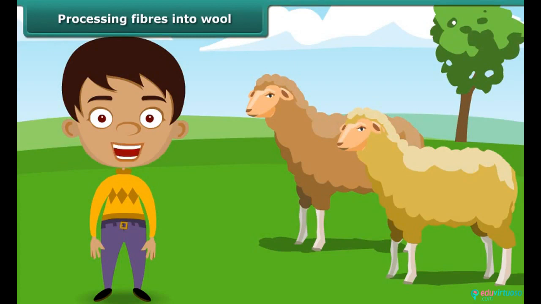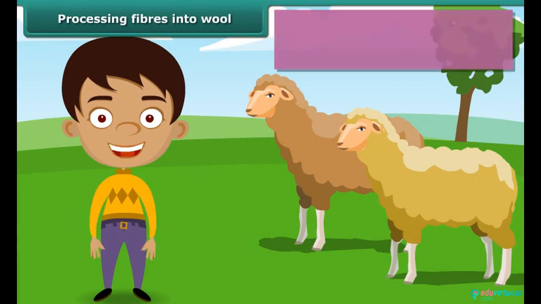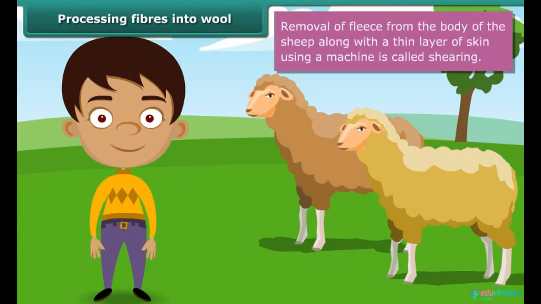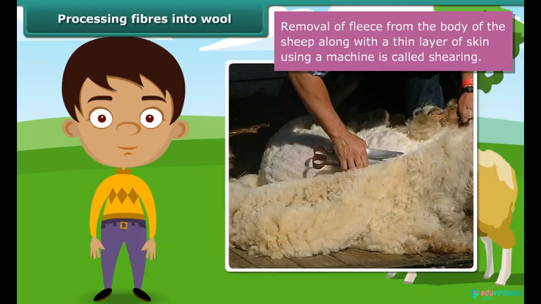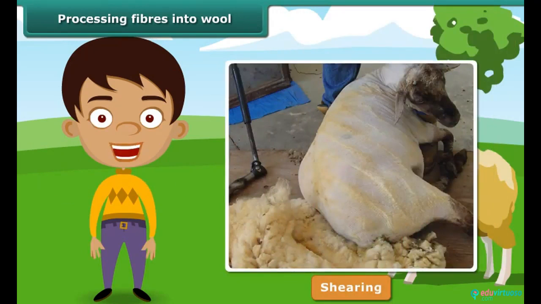Let us study the process by which wool is obtained from sheep one step at a time. First, the fleece is removed from the body of the sheep. A machine is used for the purpose. The process of removing the fleece of the sheep from its body with the help of a machine is called shearing. Shearing does not hurt the sheep. This is because the uppermost layer of the sheep's skin is dead. Usually, hair is removed during the hot weather. This enables sheep to survive without their protective coat of hair.